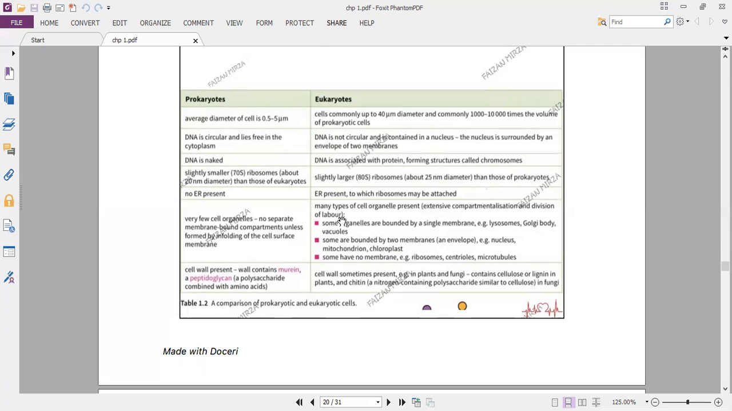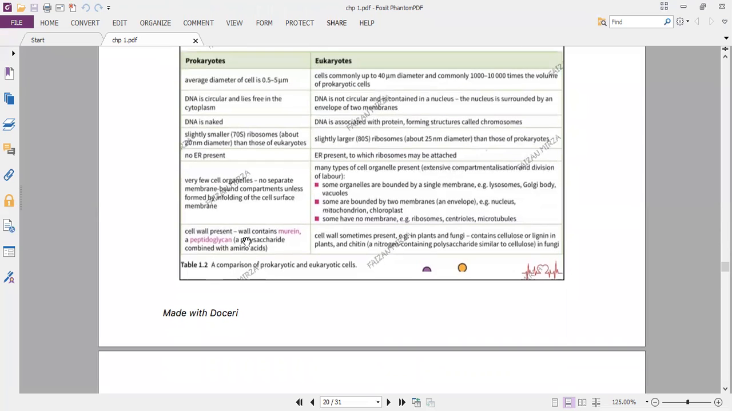But in eukaryotes, you have several organelles. There are double membrane bound organelles, for example, the nucleus, chloroplast, mitochondria. There are single membrane bound organelles, for example, the lysosome, the Golgi, the vacuole. There are no membrane organelles, for example, the ribosome, the centriole, the microtubule, the nucleoli.